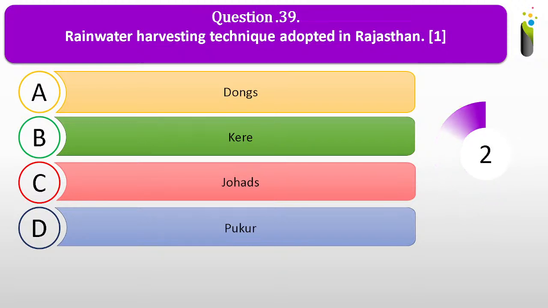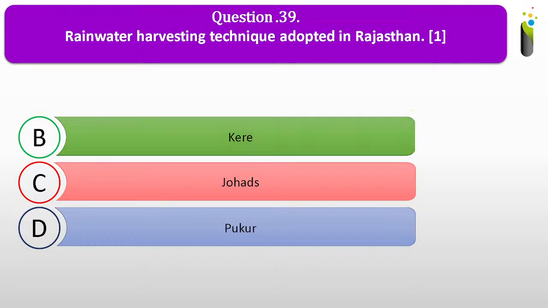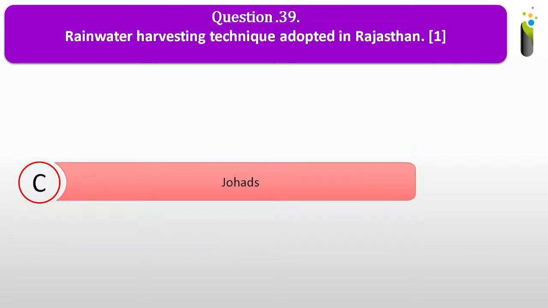Hi Prasad. And the correct answer for this question is Johats. So the rainwater harvesting technique adopted in Rajasthan is Johats.